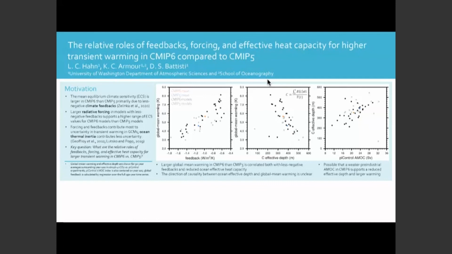This larger global mean warming in CMIP6 is correlated with having less negative feedbacks, but also correlated with having reduced effective heat capacity in CMIP6 models. And it's unclear the direction of causality between the global mean warming and effective heat capacity. We don't know why the effective heat capacity is reduced in CMIP6, but one possibility is that this is supported by having a weaker pre-industrial Atlantic meridional overturning circulation in CMIP6 models compared to CMIP5 models, which is shown on the right. Next slide.